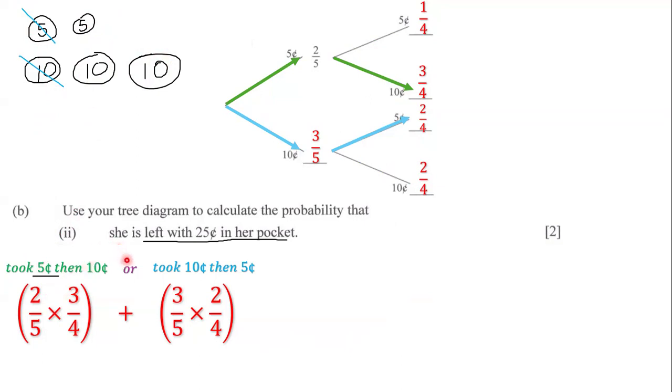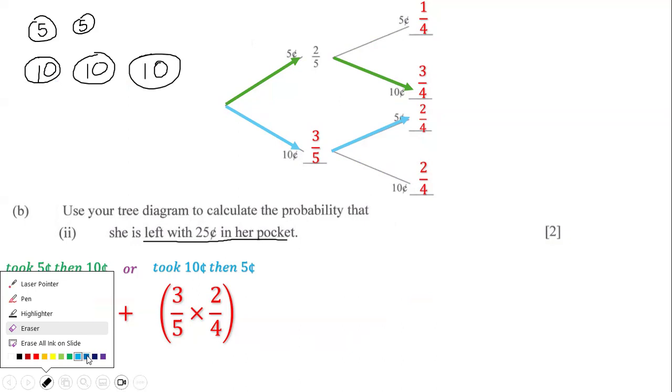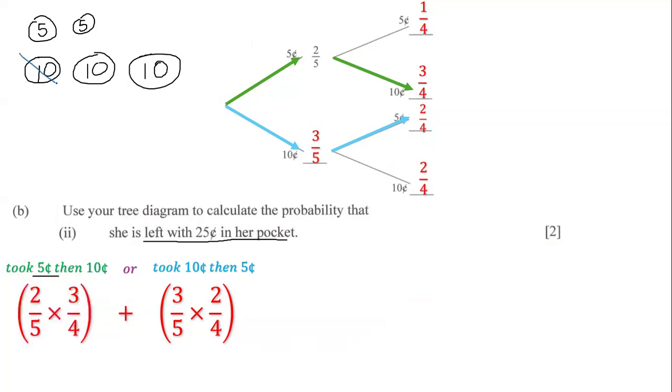Another way to do it, she could take a 10 cents first. So let me erase this. Another way to do it is that she can take a 10 cents first, and then she could take a 5 cents, all right? And so if she takes a 10 cents first, and then a 5 cents, she'll still be left with 2 10 cents and 1 5 cents. So she'll still be left with 25 cents. And so there are 2 ways to do it. So we're going to do the 2 ways and then add them.